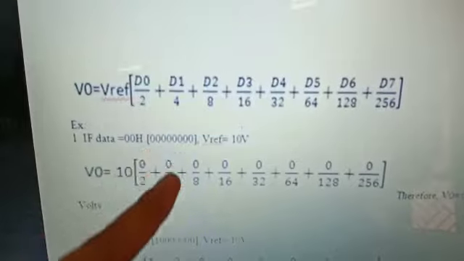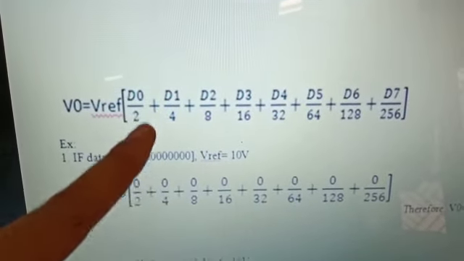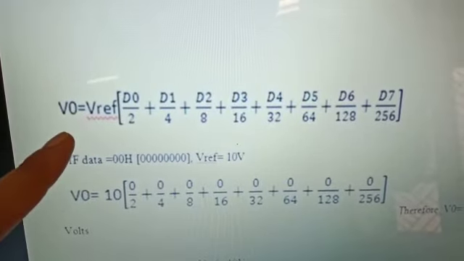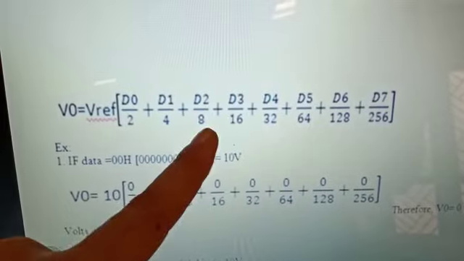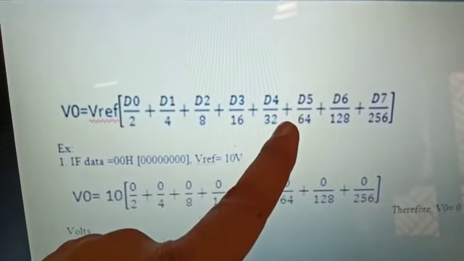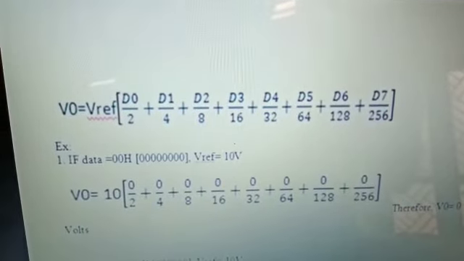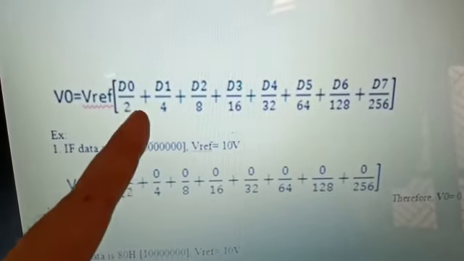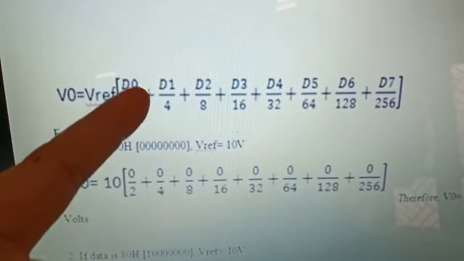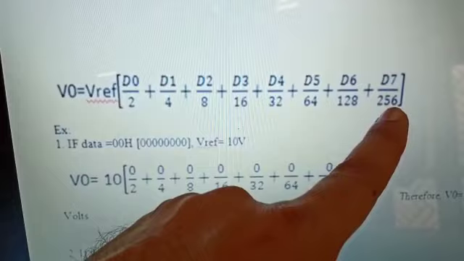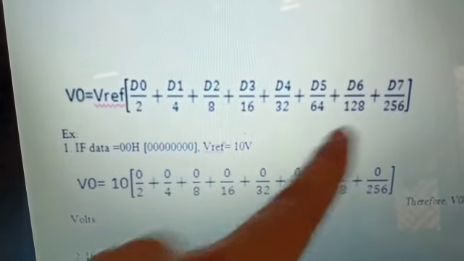Now here I consider an R to 2R ladder network for this DAC connection. So V0 is equal to V reference times D0 by 2, D1 by 4, D2 by 8, D3 by 16, D4 by 32, D5 by 64, D6 by 128 and D7 by 256. Here I considered there are 8 digital inputs, therefore D0 by 2, because 2 power 8 is 256, that is 2, 4, 8, 16, 32, 64, 128, 256.